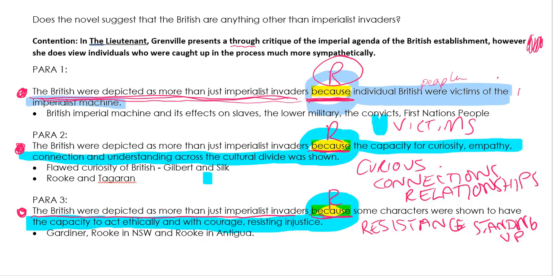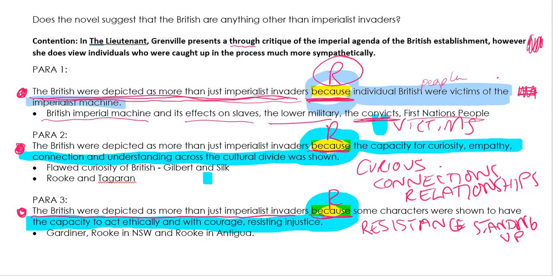Okay, so I've given my reason. That's one reason why they're more. And then I thought I'd just talk about the British imperialist machine, talk about slavery, Lancelot, Percival, and all of that stuff. I'd use that. I'd use the lower military people, the hanging probably. I might be able to bring the convicts in here as well, I think. Would I talk about the First Nations people? I might mention them. I've got plenty there to talk about. I'd just see how that developed.